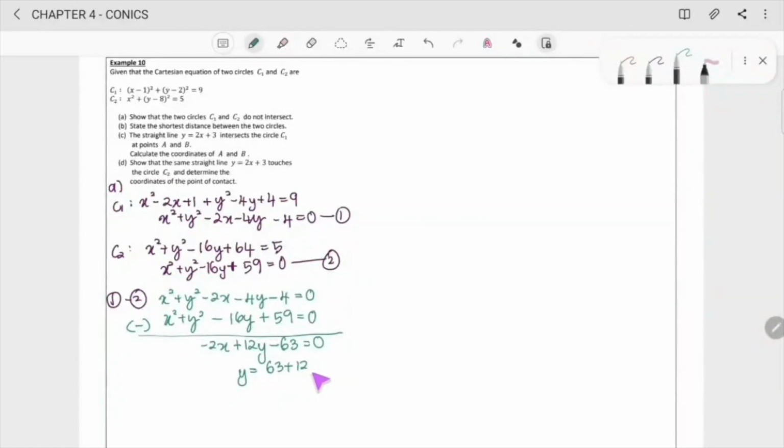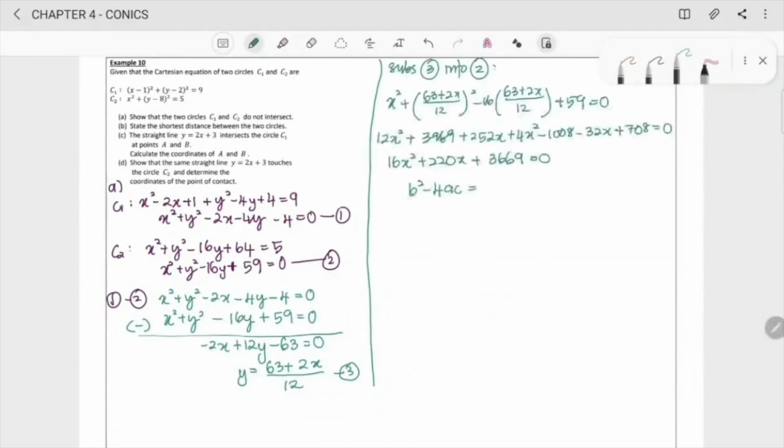63 plus 2x, over 12. This will be number 3. The numbers are going to be big later on. Then we are going to substitute number 3 into 2. We substitute 3 into 2, we get this huge number, and then we simplify. I got this whole thing, and simplify again into the simplest quadratic equation. Then we are going to find b squared minus 4ac.